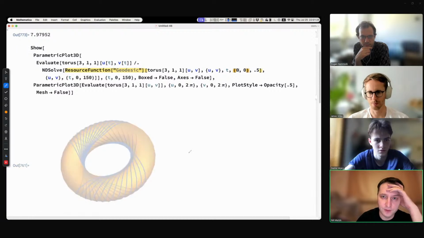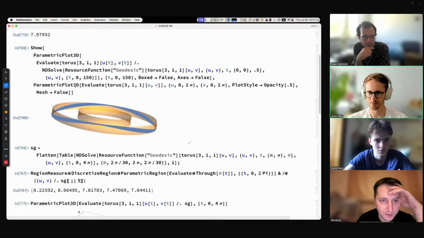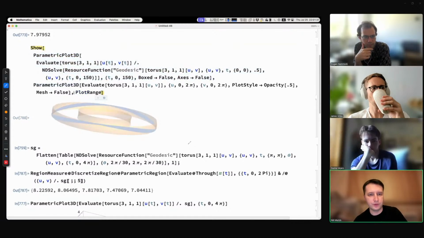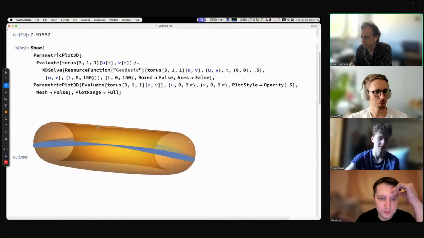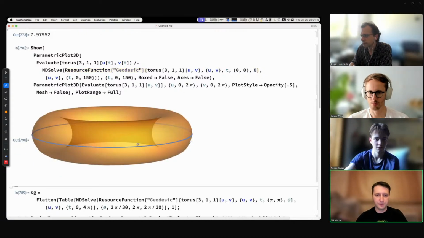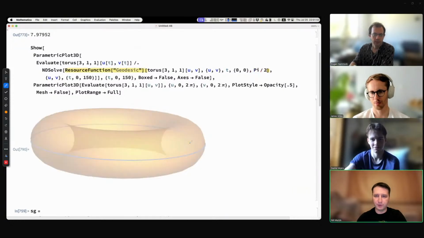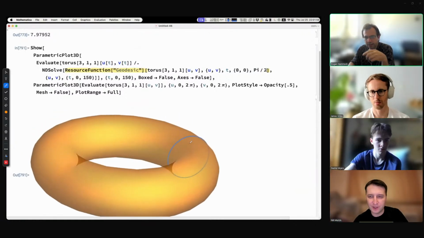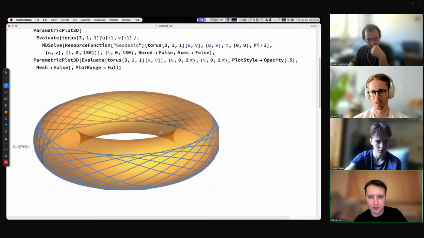Now let's make it 0. Yeah, that's not fun. How do you do it? It's the plot range, I guess. Plot range. There we go. It's kind of very close. Okay, this is the obvious thing: if we do pi over 2, it's going to be like this, right? If we change one, put it at 0. About 3. Okay, that's pretty cool.